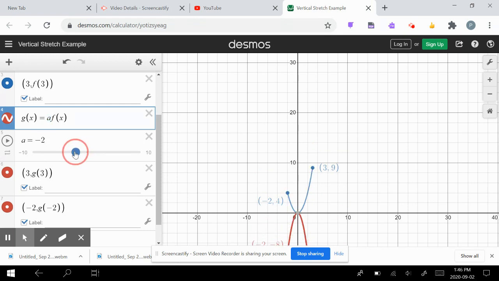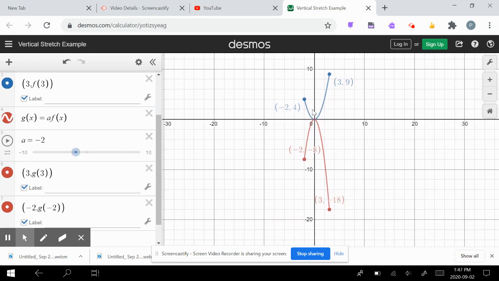So if a is a negative value, in this case we have two transformations. We have a vertical stretch, or a stretch in the x-axis by a factor of 2, but we also have a reflection in the x-axis as well. Looking at the points here, my a value is now -2. This type of transformation multiplies the y values by whatever this a value is. So y was 4 times -2, now it's -8. Y was 9 times -2, now it's going to be -18 over here. That's what this a value of -2 is going to do.